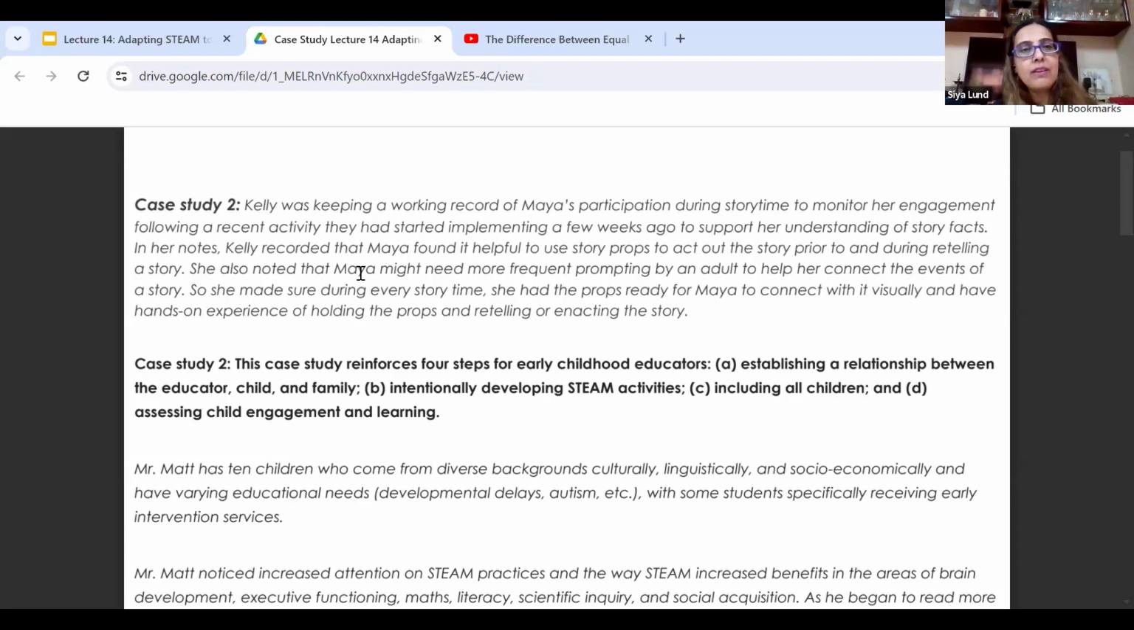So she made sure that during every story time, before and after, she had the props ready for Maya to connect with it visually and have hands-on experience of holding the props and retelling or enacting the story. So if you find a child who is visually more engaged and less engaged auditorily, have those props ready, and maybe you can have it as a reinforcement that, once we finish listening to the story, we will get to use the stick puppets and or flashcards and enact the story out.